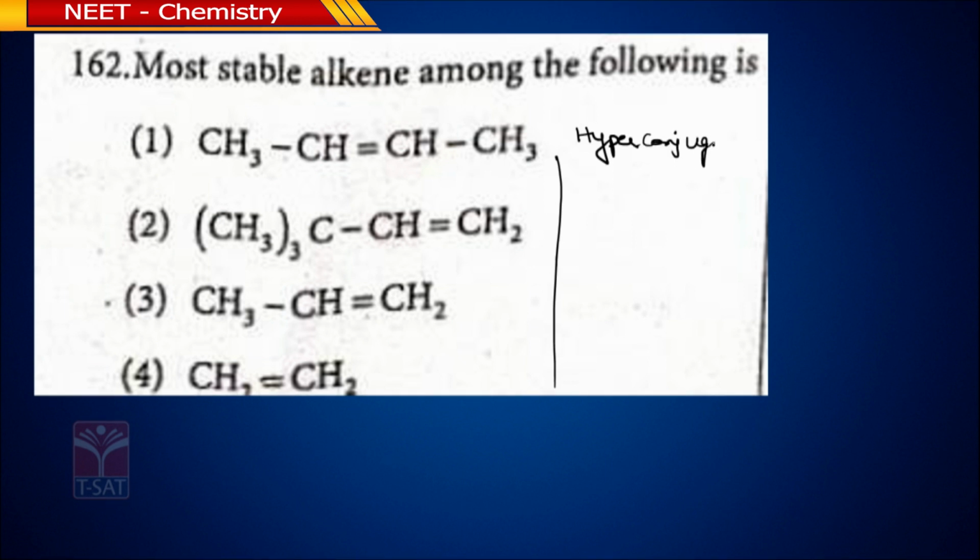Hyperconjugation. The stability of the alkenes is explained by hyperconjugation. The more hyperconjugative structures, the more stable the alkene. If a compound has more hyperconjugative structures, then that compound will be more stable. Then how can you calculate the hyperconjugative structures?